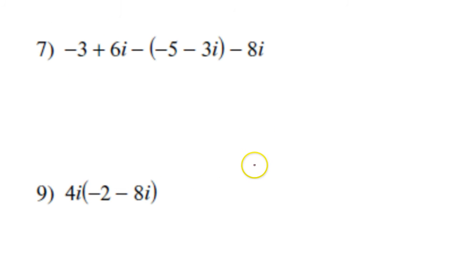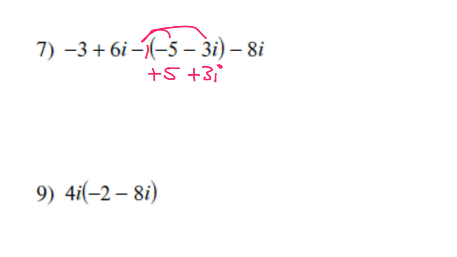On number 7, a common mistake students will make is to distribute when they're not supposed to. This 6i will not distribute because there's a minus sign here. If there were no minus sign, then yes, we would distribute. But because of the minus sign, the only thing we're going to distribute is negative 1. That's all. So we'll do negative 1 times these two. That'll make this into a positive 5. Negative 1 times negative 3i is positive 3i. So that change has happened.